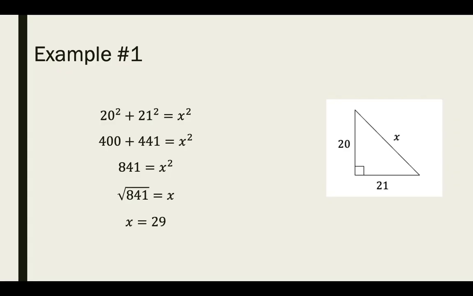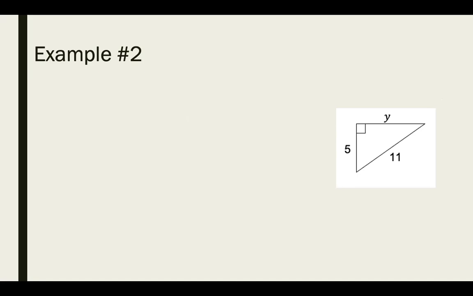Let's look at another example. So in this next example, we have a hypotenuse and one of the legs, and we are trying to figure out the other leg. So in this case, 11 is the hypotenuse, and 5 and y are the legs. So we plug those in for the particular parts of our Pythagorean theorem. So this time one of our variables is one of the legs. 5 squared is 25, 11 squared is 121.